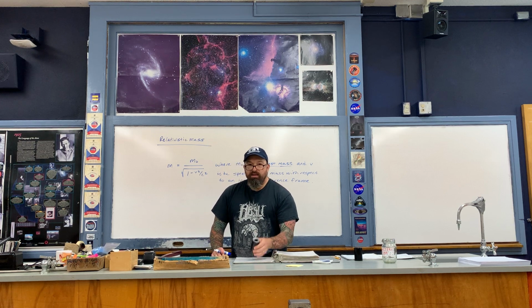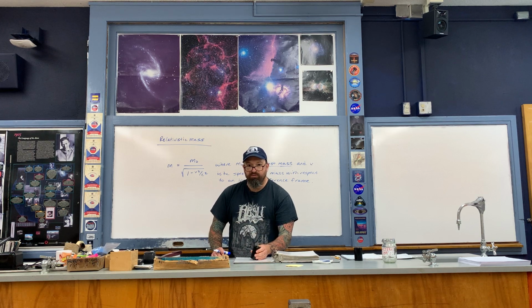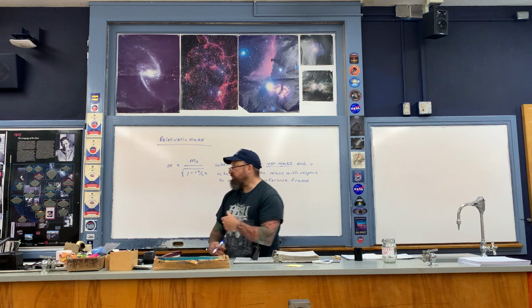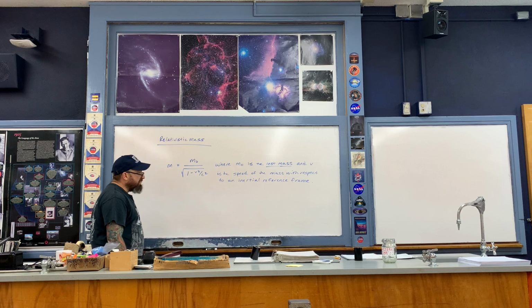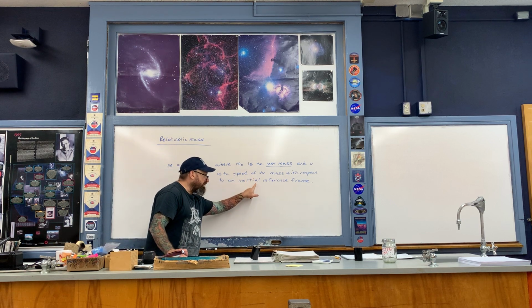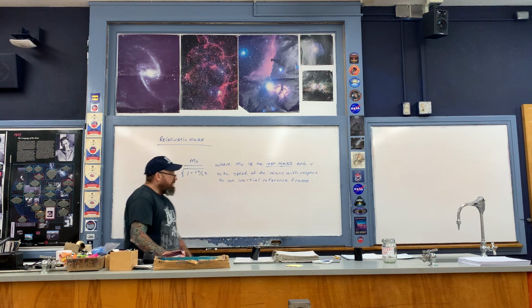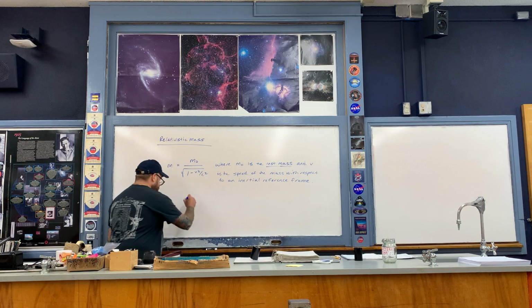However, now, let's say that object is moving at a speed v relative to me, an inertial reference frame. I don't see its mass as m naught. Instead, I see its mass as m, the relativistic mass. In the denominator of the expression, the v that you see right here is the speed of the mass relative to the inertial reference frame. Notice that the relativistic mass is greater than the rest mass.